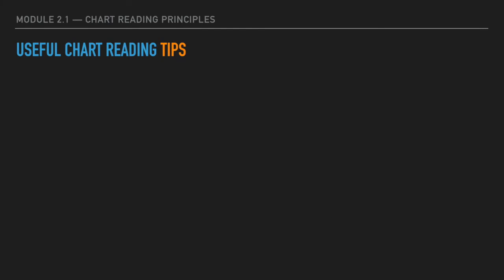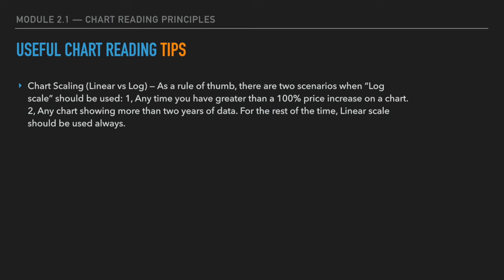Here are some useful chart reading tips. The first is on chart scaling. You may notice that on your chart reading software, there are two types of charts, linear charts and log charts. As a rule of thumb, you should always use a linear chart, but with only two exceptions. One, anytime you have a greater than 100% price increase on a chart. Number two, any chart showing more than 2 years of data. In these two scenarios, you should use a log chart.